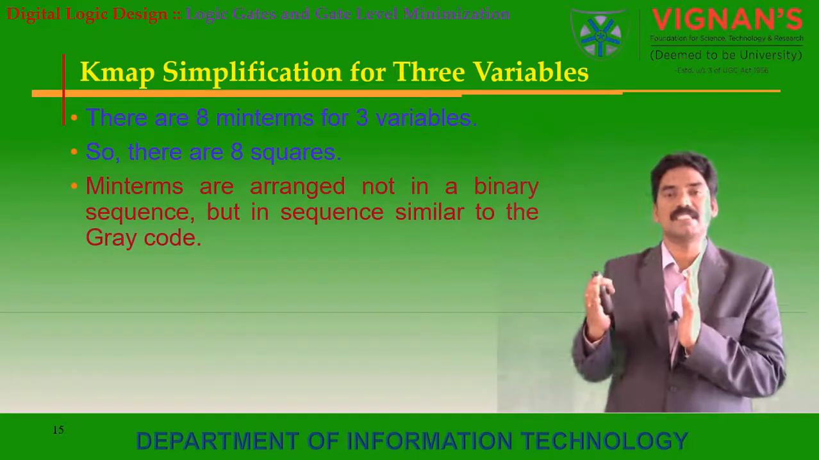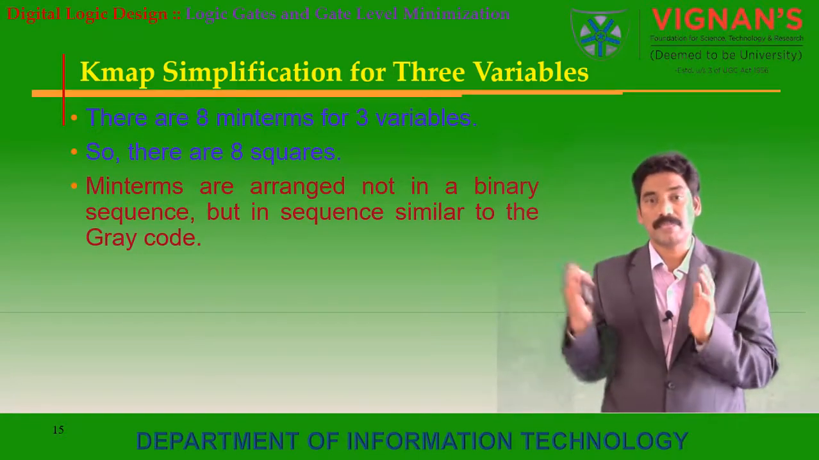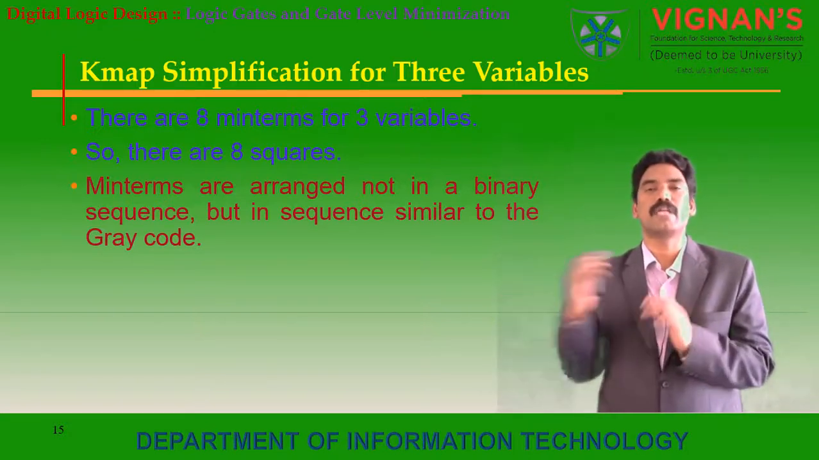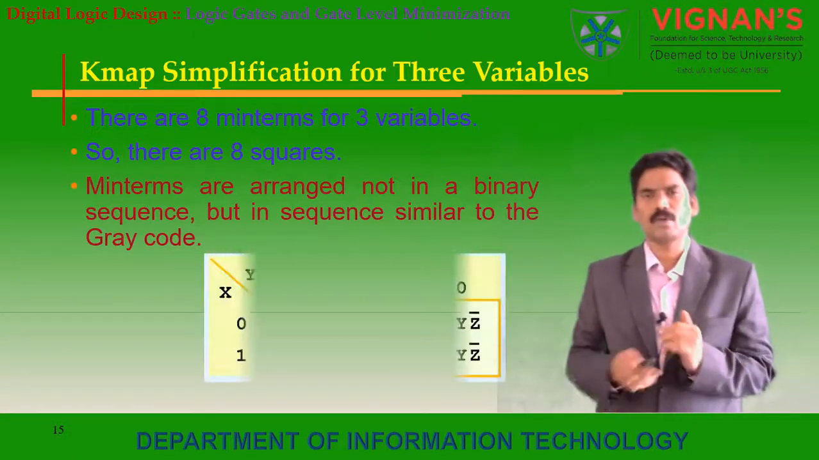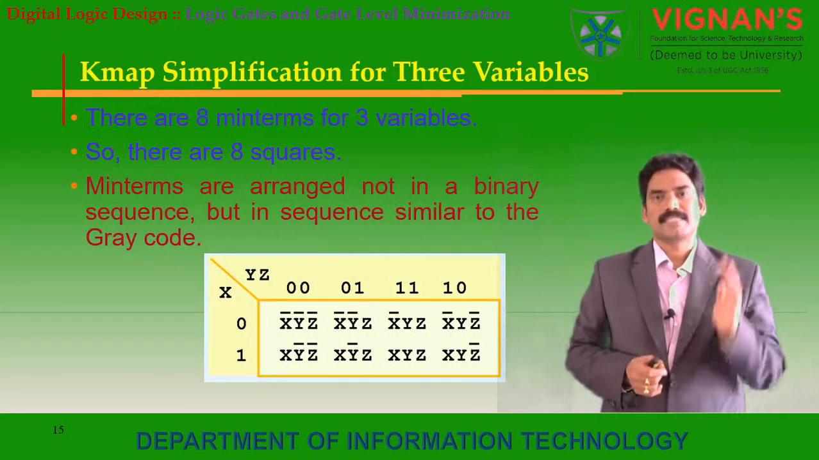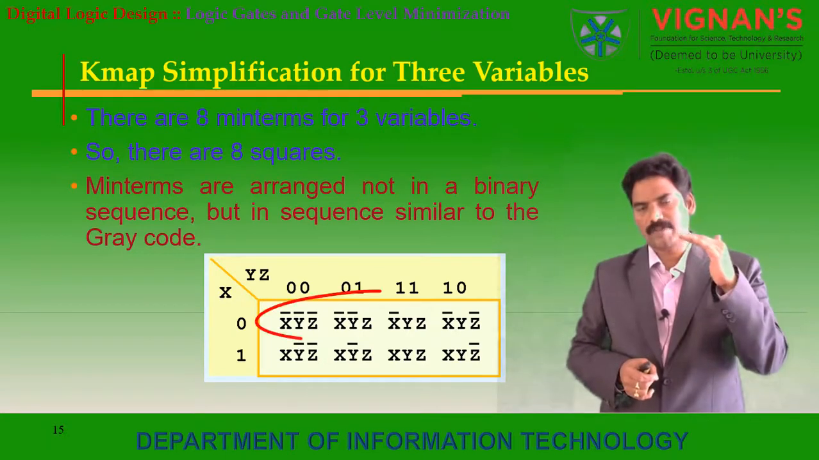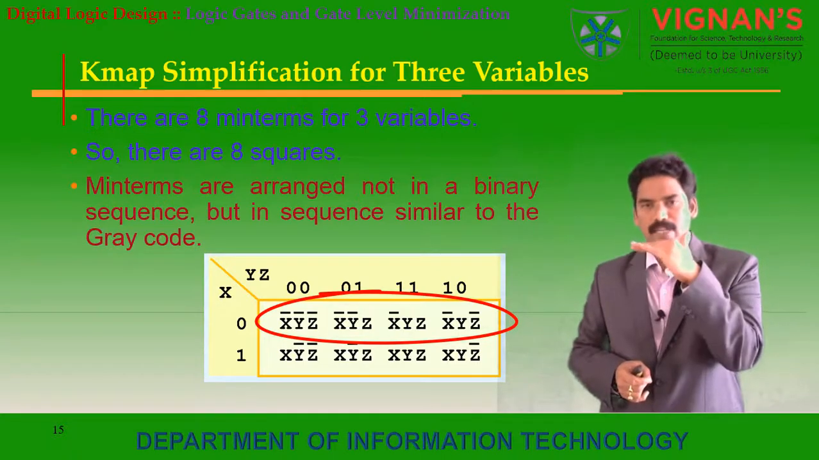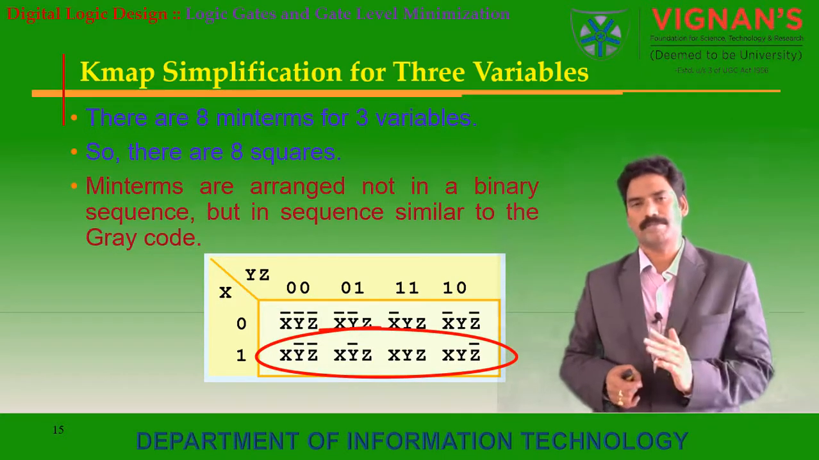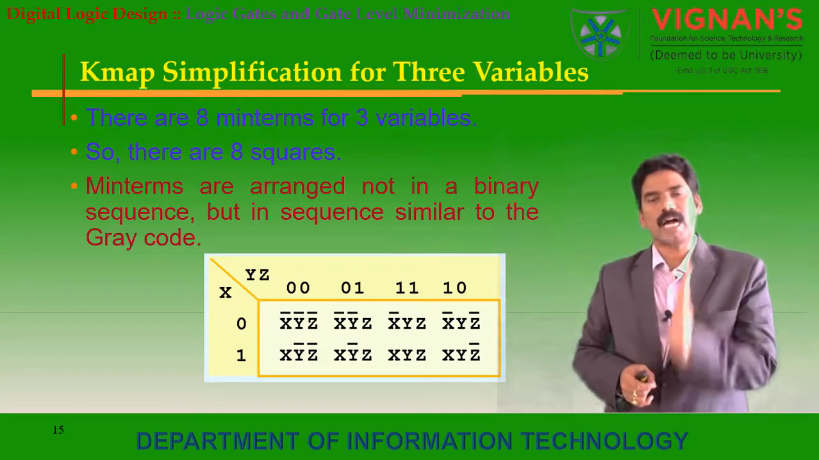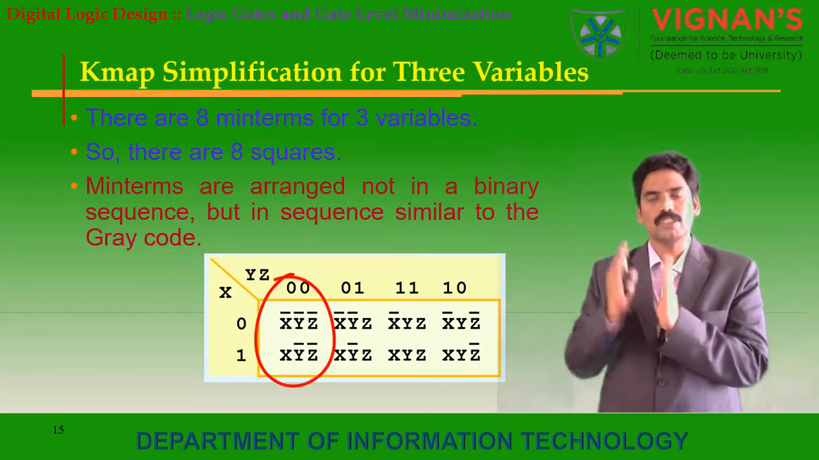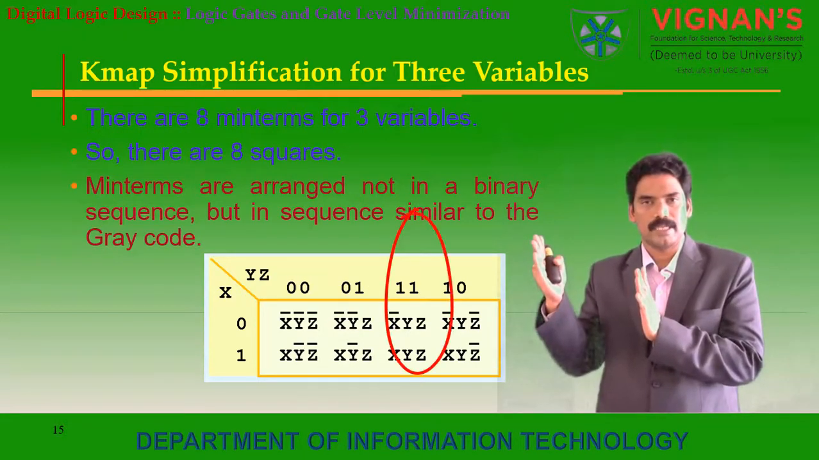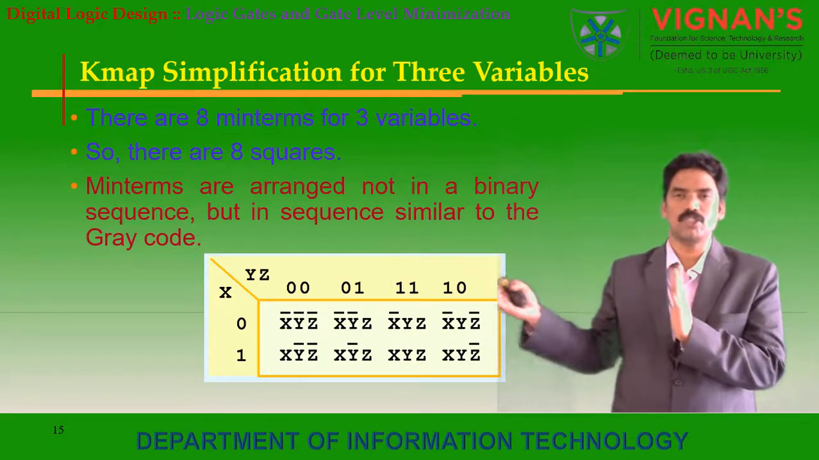These minterms are arranged not in a binary sequence, but in a sequence similar to gray code. Have a look at this one. Here, the value of x is 0, 1. First row means x value 0, second row means x value 1. And in columns, 0 0 is there, 0 1 is there, fine. After 0 1 we are getting 1 1, and after that 1 0 is there.